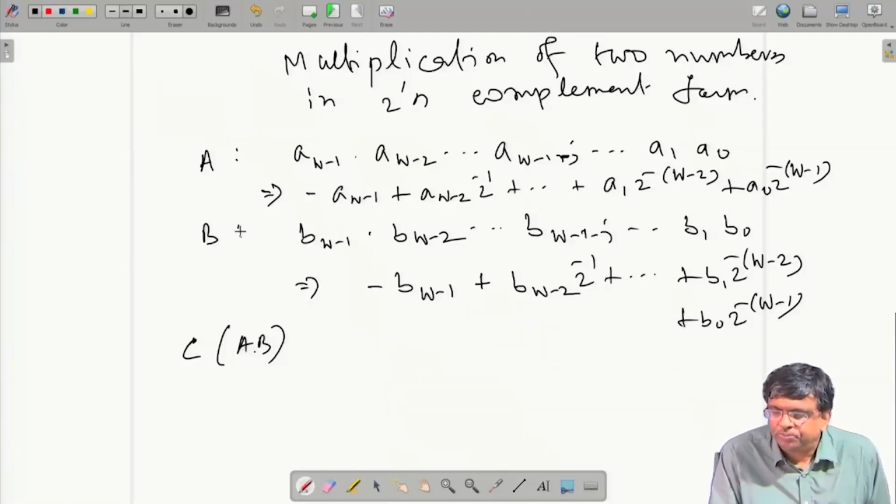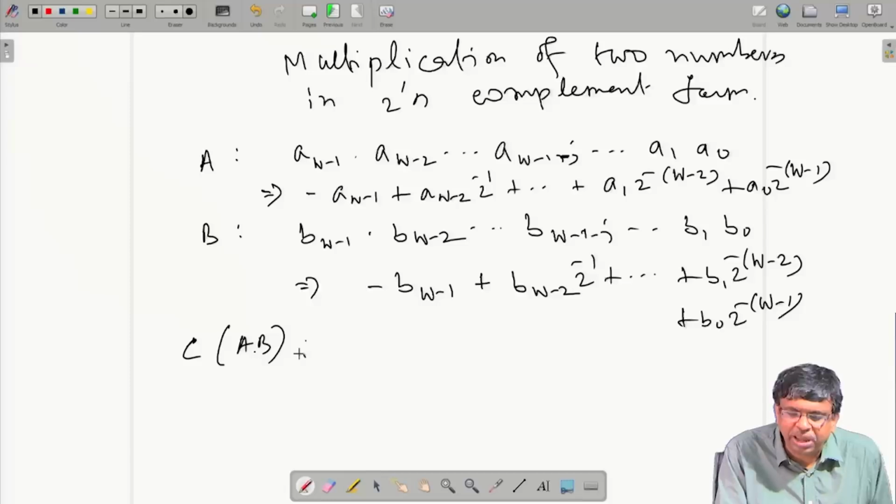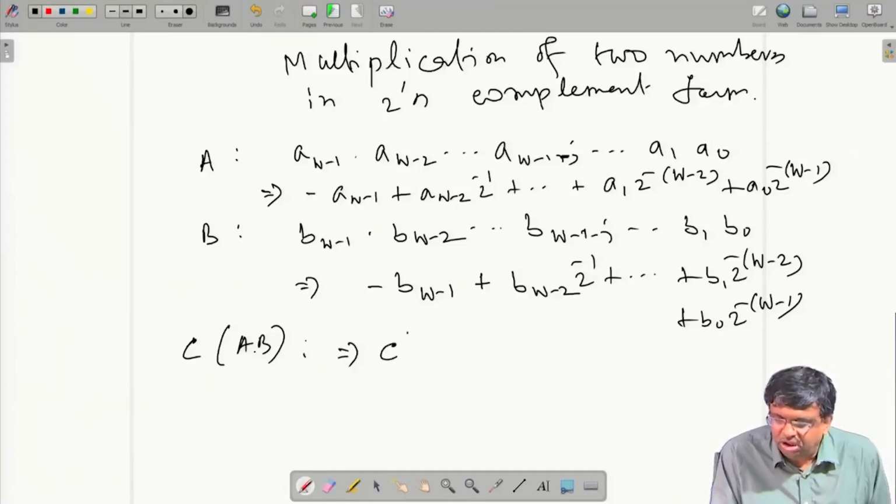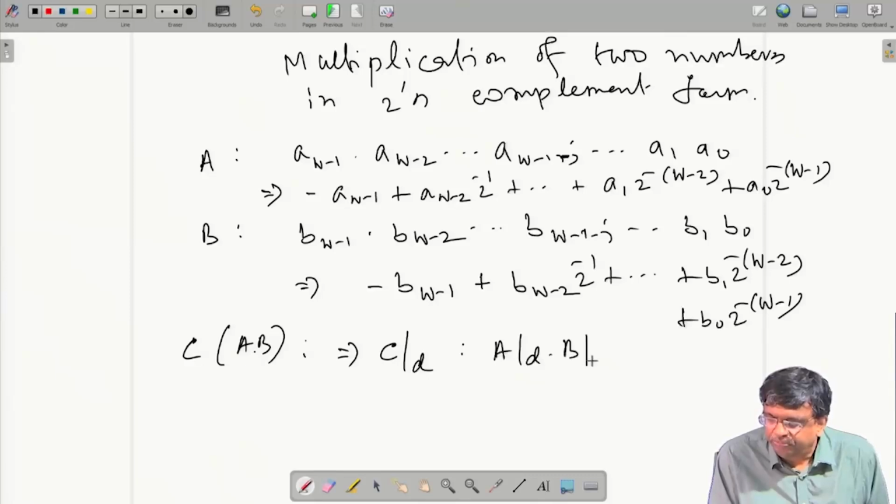This should be a W bit number, some word whose decimal value should be equal to the product of the decimal of A and the decimal of B. That is, I want to generate as output C, so that the decimal value of C should be A by D times B by D. Then that hardware will be called a digital multiplier.